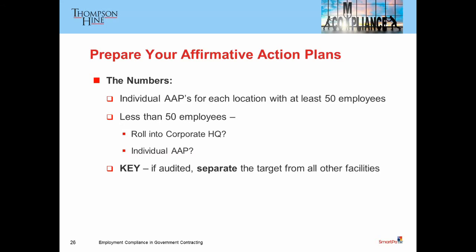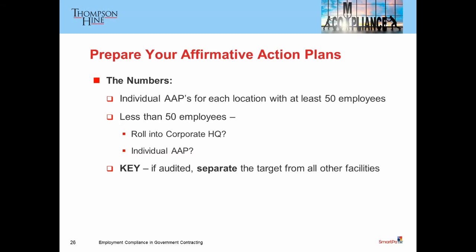But it's really a numbers perspective. An individual plan is required for any location that has at least 50 employees. If you have less than 50 employees, you have a couple options. You can either roll it into the corporate headquarters plan, you can prepare an individual affirmative action plan for that less than 50 location, or if you have more of a regional HR structure, you can consolidate all those under 50 locations into more of a regional plan for basic compliance purposes.